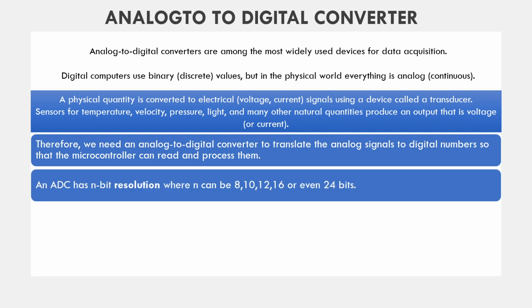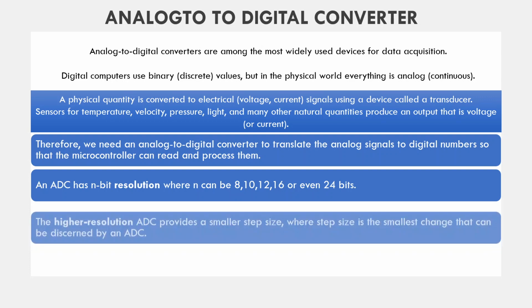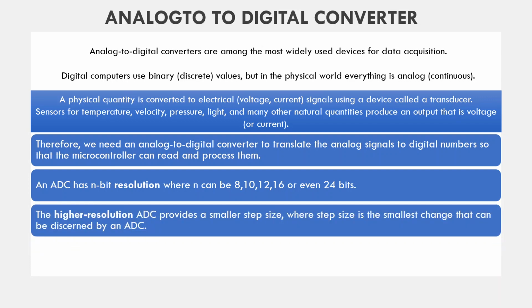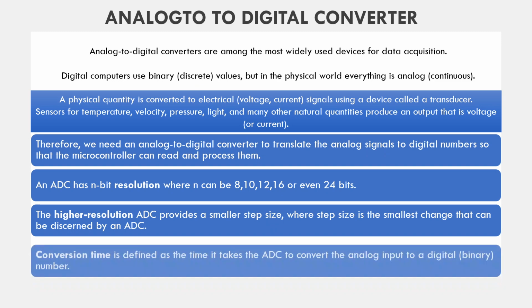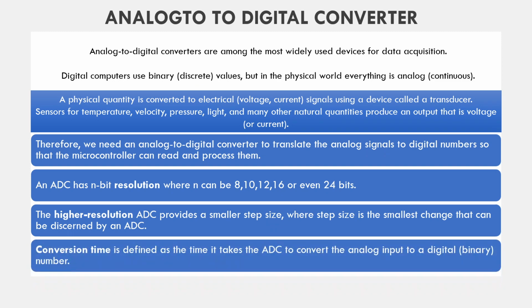For this purpose, the ADC has an n-bit resolution where n can be 8, 10, 12, 16, and for high resolution we can use 24-bit ADCs. The higher the resolution, the smaller the step size, where the step size is the smallest change that can be discerned by an ADC. The conversion time of the ADC is defined as the time it takes the ADC to convert the analog input to a digital binary number.